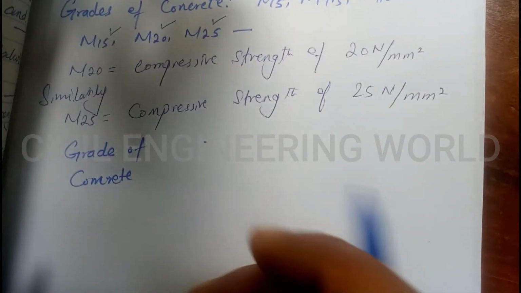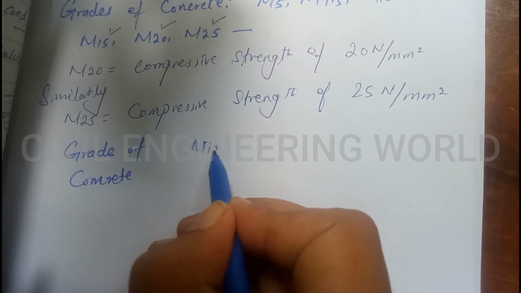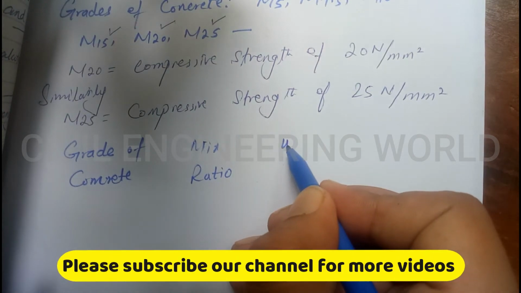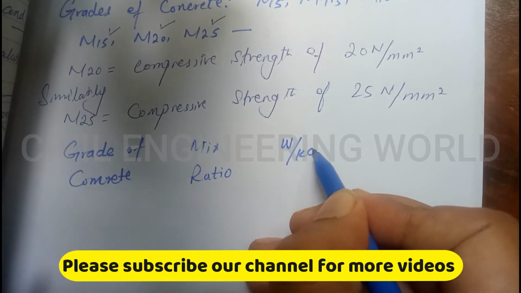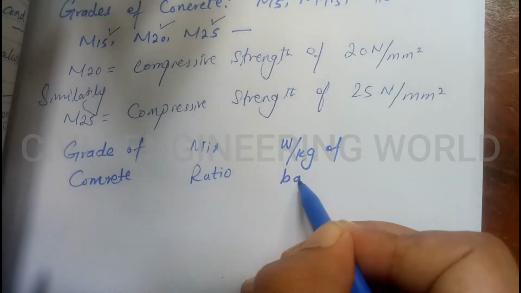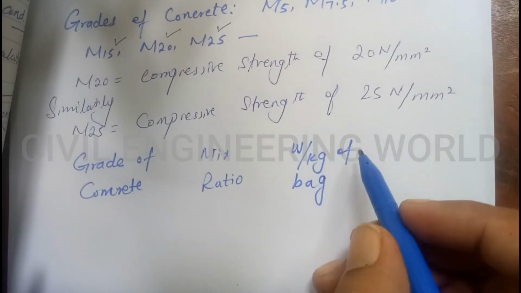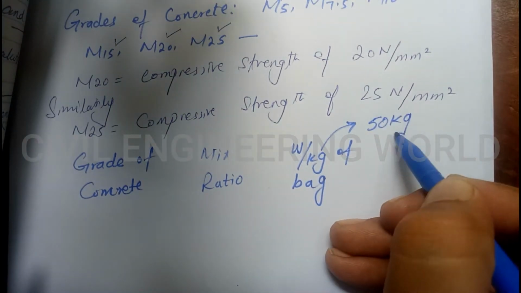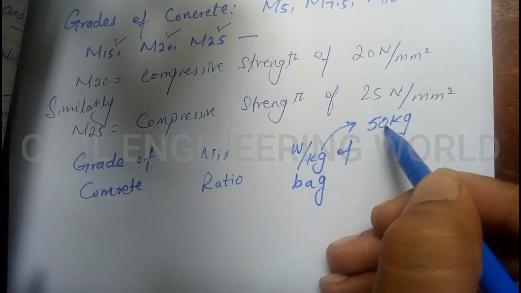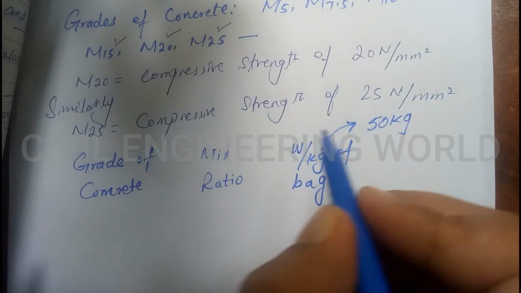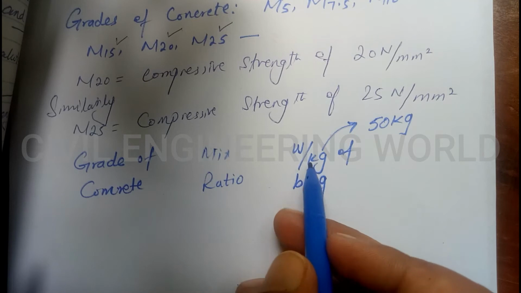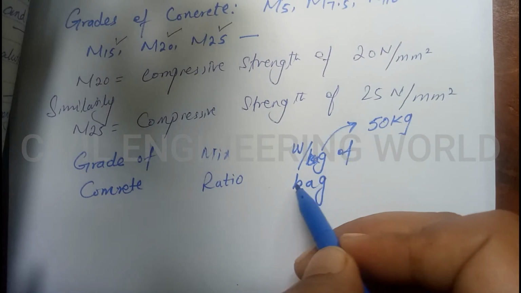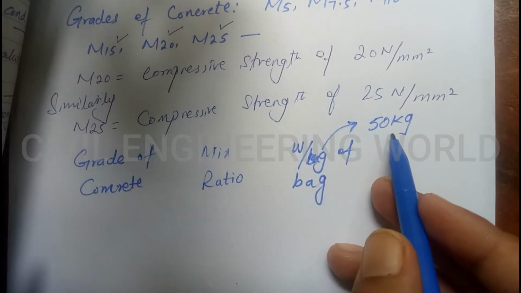and here I'm going to write mix ratio, and here I am writing water per kg of bag. Okay, so as you know, one bag of cement is equal to 50 kg. So we are going to calculate the amount of water in one cement bag, which has 50 kg of cement.